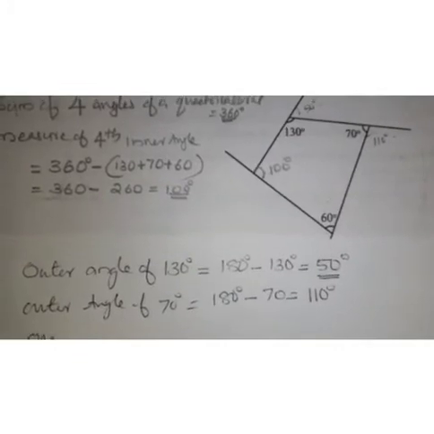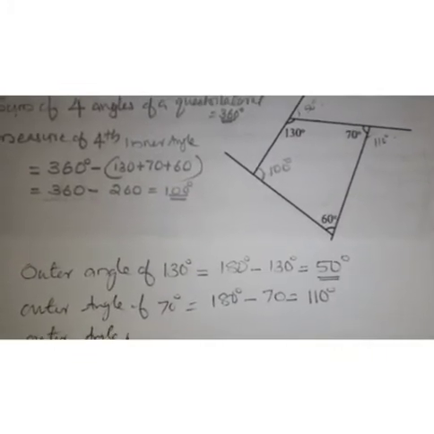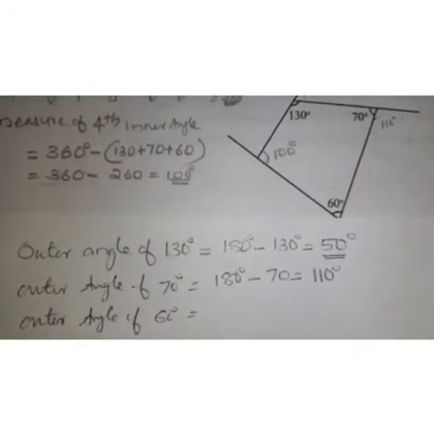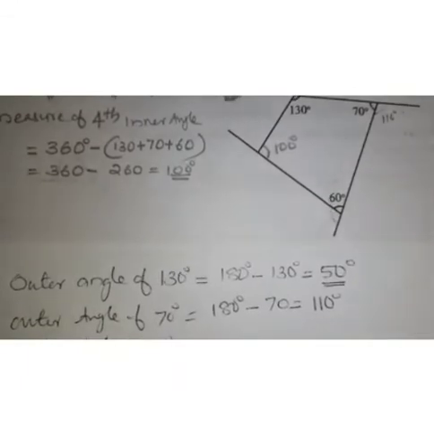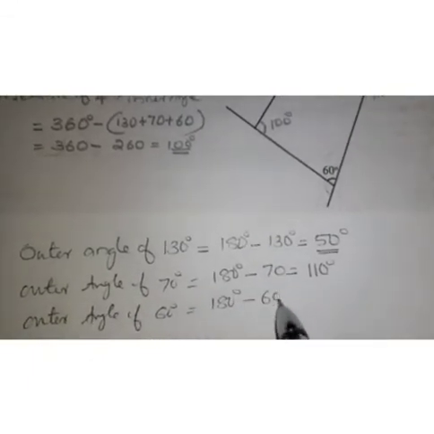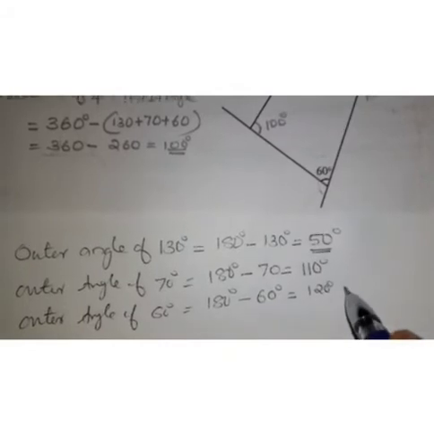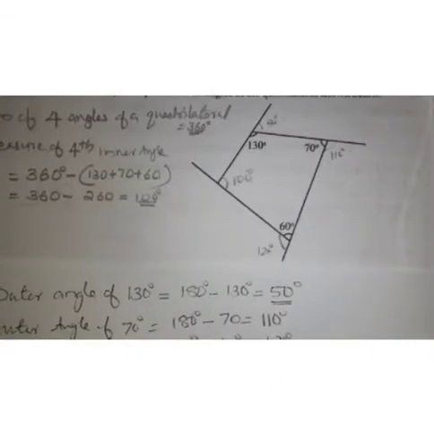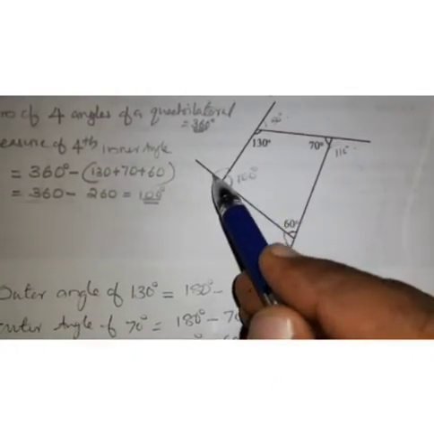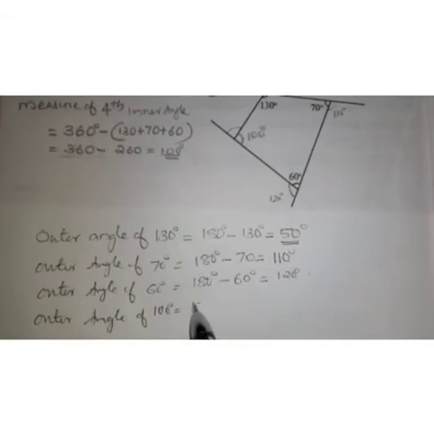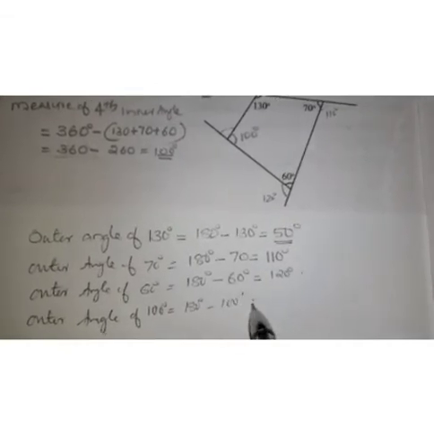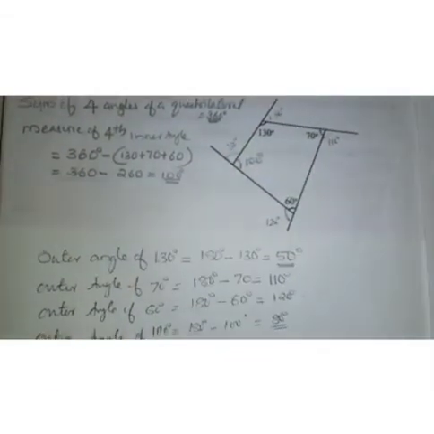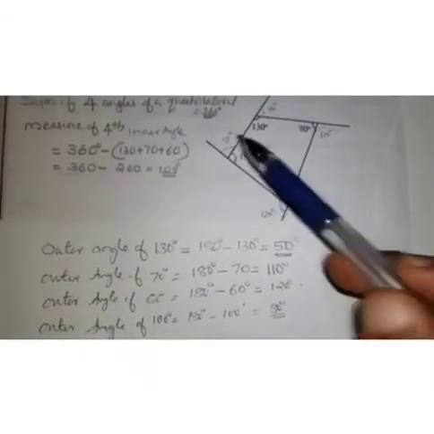Next, the outer angle of 60. The outer angle of 60 is equal to this angle, 180 degrees minus 60. How much? 120 degrees. So this angle is 120 degrees. Next we have to find the outer angle of 100. How much? 180 degrees minus 100. So how much is this one? That is 80. So here you got 80 degrees. So these are the 4 outer angles.